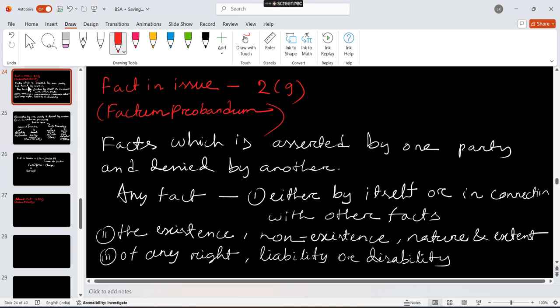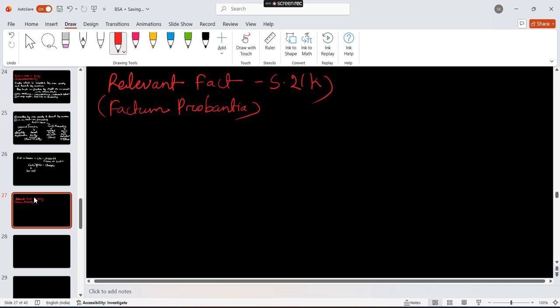Okay, so here fact in issue means factum probandum and relevant fact is factum probancia. So what is a relevant fact? A fact is said to be a relevant fact to another fact when the two facts are connected with each other in such a way that the provisions of BSA relating to relevancy of fact say it is a relevant fact.